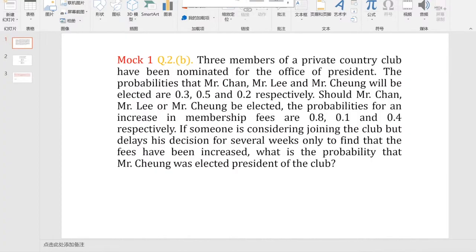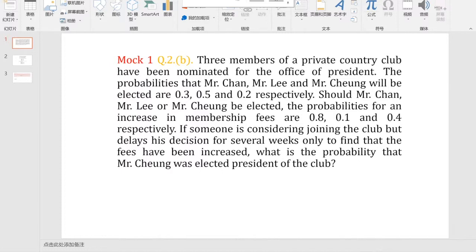First of all, let me introduce the last question. Mock 1, Question 2, Part B. Three members of a private country club have been nominated for the office of president. The probabilities that Mr. Chen, Mr. Li, and Mr. Chung will be elected are 0.3, 0.5, and 0.2 respectively. Should Mr. Chen, Mr. Li, or Mr. Chung be elected, the probabilities for an increase in membership fees are 0.8, 0.1, and 0.4, respectively.